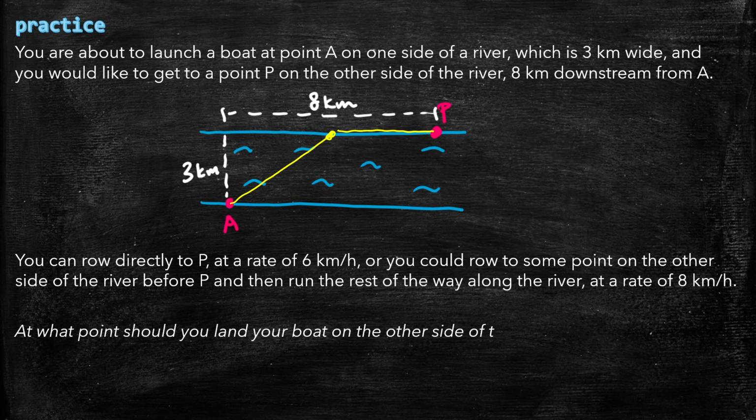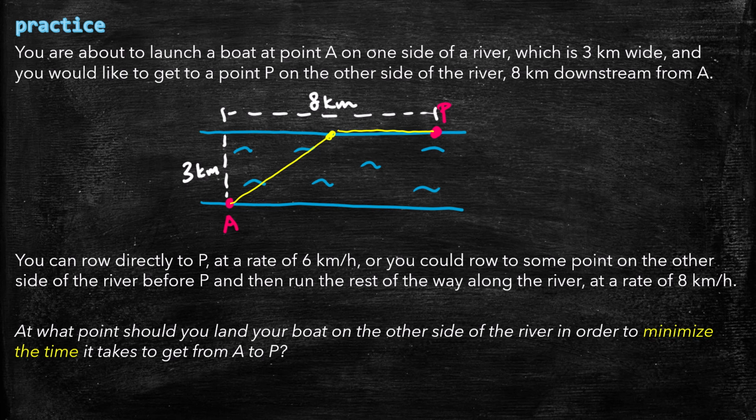So the question is, at what point should you land your boat on the other side of the river in order to minimize the time it takes to get from A to P? And no one's ruled out the possibility that maybe it's just fastest to row right across and then run to P, or perhaps it is just better to row directly. So you could go this way and run all the way along, or you could just row all the time and not actually do any running from A to P. Or we're curious if there's a position that would minimize the time it takes.